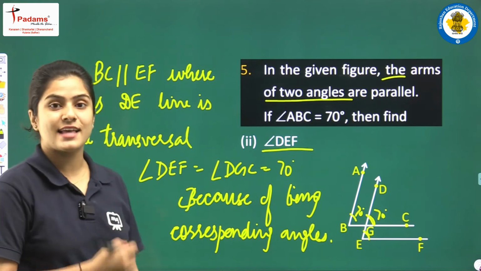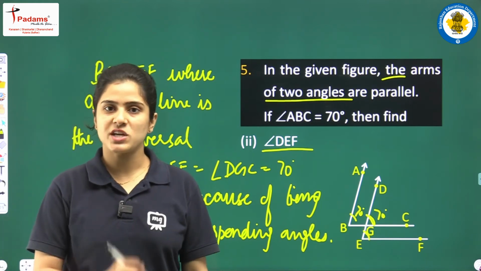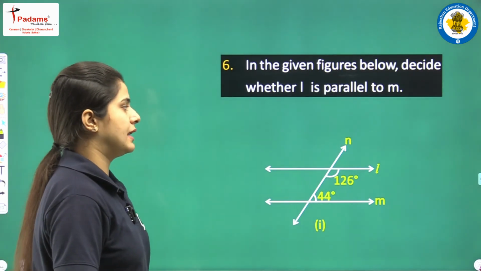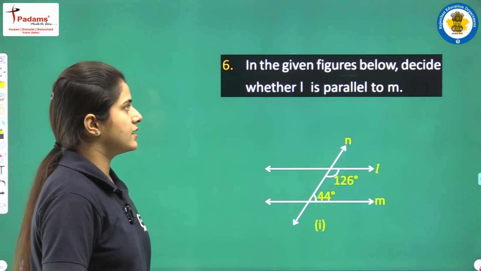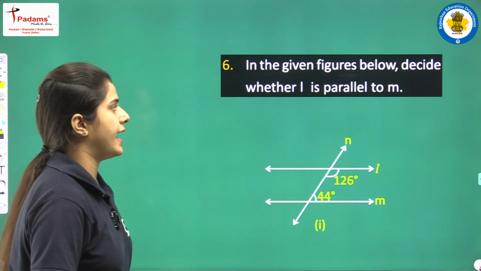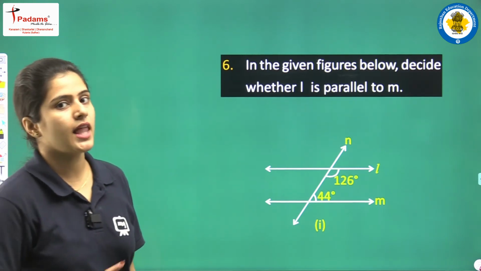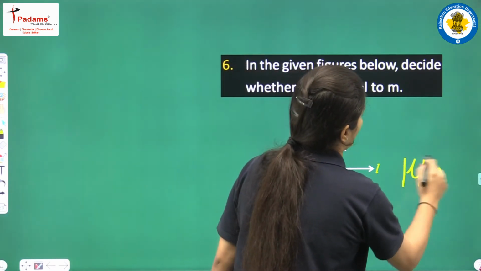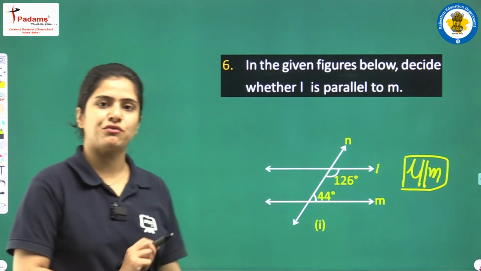Okay, students, this is the answer. Now look at the sixth question, students. What is the sixth question? In the given figure below, decide whether L is parallel to M. Now you have to check whether L is parallel to M or not. Okay, so we have to find this out.